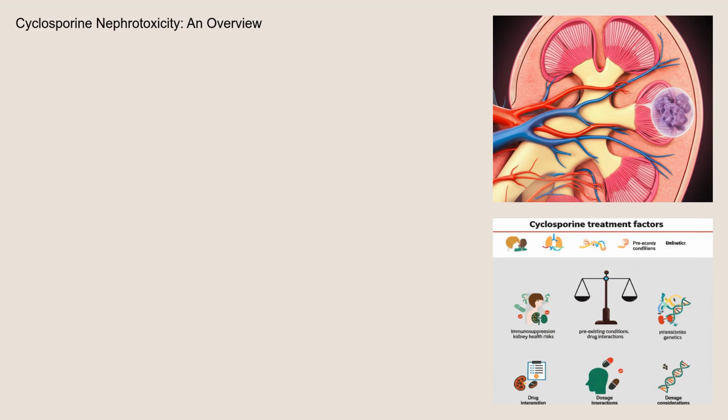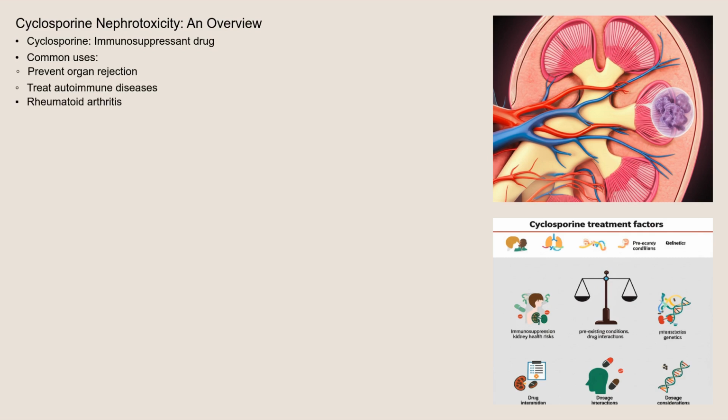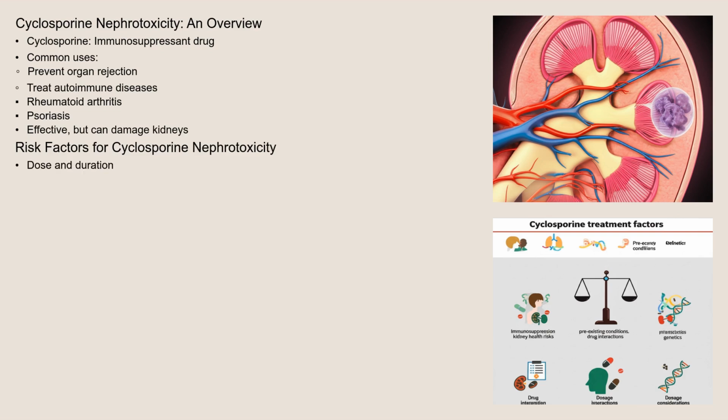So, what causes cyclosporine nephrotoxicity? Cyclosporine is an immunosuppressant drug commonly used to prevent organ rejection after transplant surgery and to treat autoimmune diseases like rheumatoid arthritis and psoriasis. While effective at suppressing the immune system, cyclosporine can also damage the kidneys. The higher the dose and the longer the duration of cyclosporine use, the greater the risk of developing nephrotoxicity. Other risk factors include pre-existing kidney disease, the concurrent use of other nephrotoxic medications, and certain genetic predispositions.